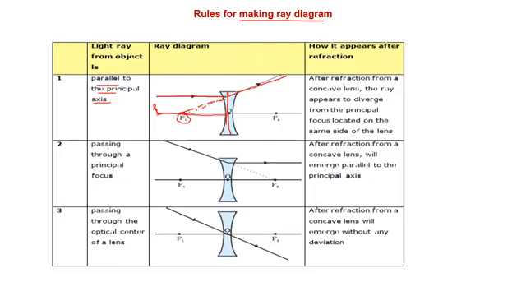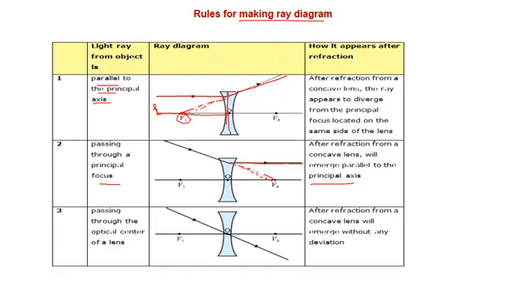Now the second is when a light ray from the object is passing through the principal focus. When the light ray is passing through the principal focus, what is happening? After refraction from the concave lens it will emerge parallel to the principal axis, right? After refraction, you can see it is actually emerging parallel to the principal axis. But this ray, you have to extend it till the focus. That is the principal focus.